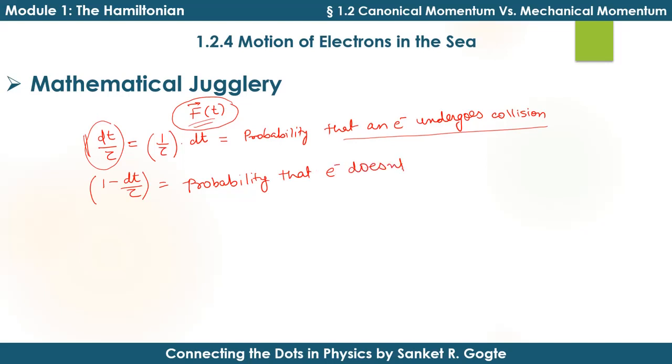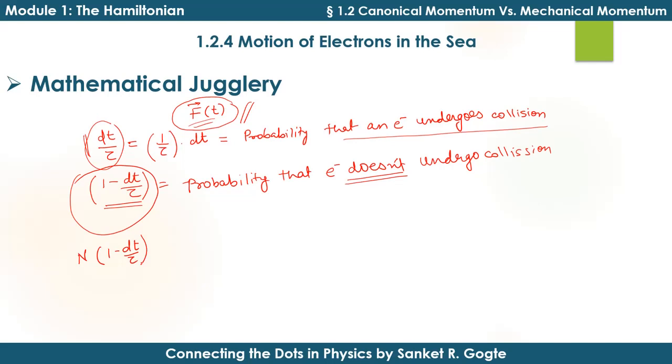doesn't undergo collision. Then n into 1 minus dt by tau is the total number of electrons which do not undergo collision, where n is the total number of electrons present in the metal. And now we are interested in these electrons, because these carry the effect of this external force.